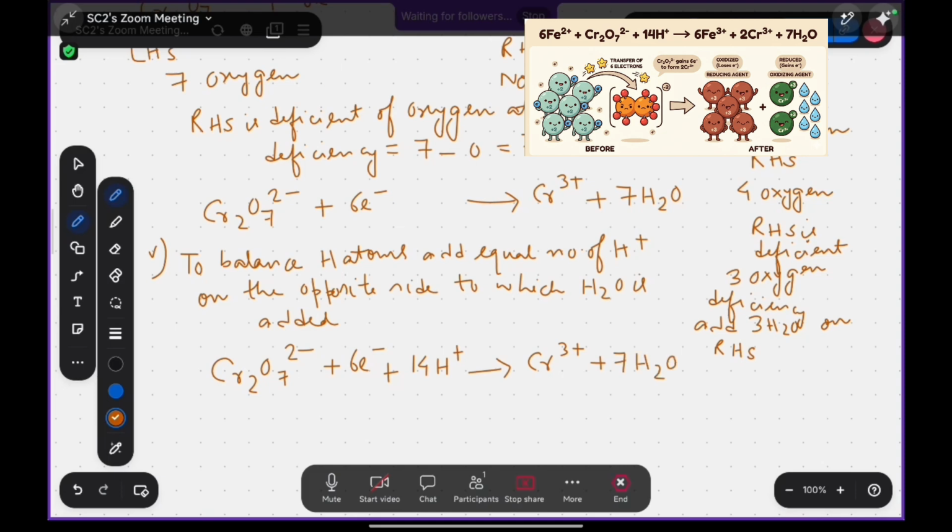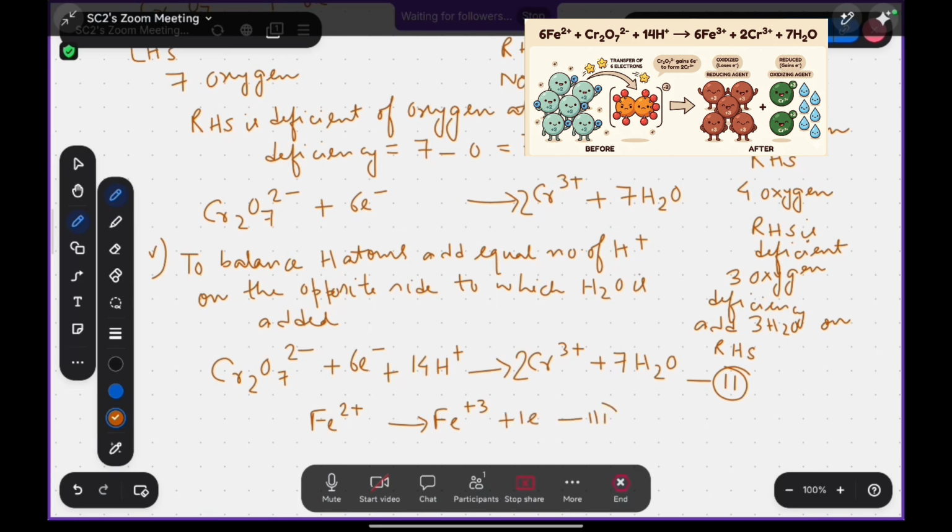Then the reaction stands out to be something like this. See, now all the atoms are balanced. 2 chromium on both the sides, 7 oxygen atoms on both the sides, 14 hydrogen on both the sides. Let us mark this as equation 2. What was our equation 1? The equation 1 was something like this.